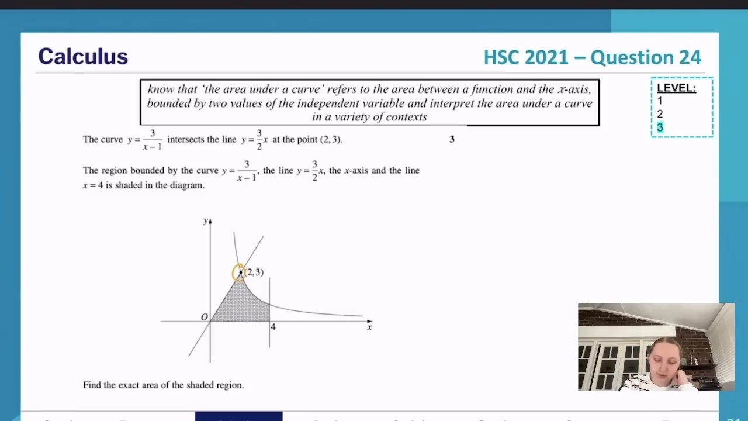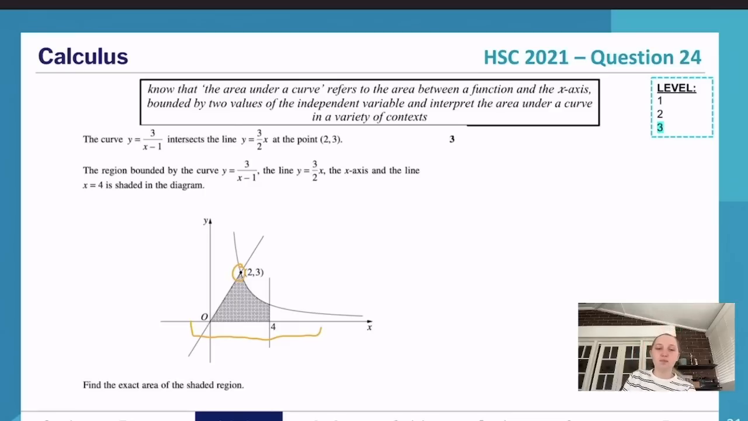And they give that to us. The region bounded by the curve y equals 3 over x minus 1, the line y equals 3 on 2x, the x-axis, and the line y equals 4 are shaded in the diagram. Find the exact area of the shaded region. Now, they were nice to you in that they give you the diagram here. I would say the biggest tip, if they don't give you the diagram, the very first thing you want to be doing is drawing that diagram yourself.